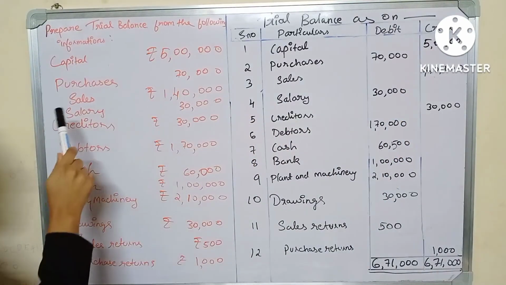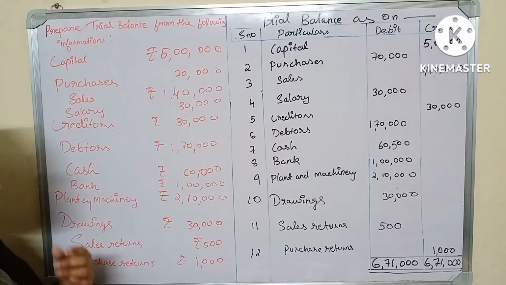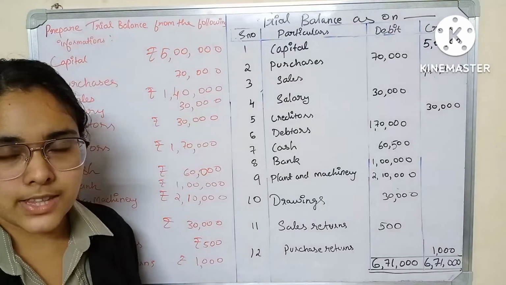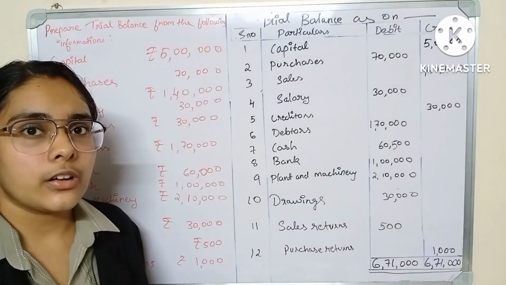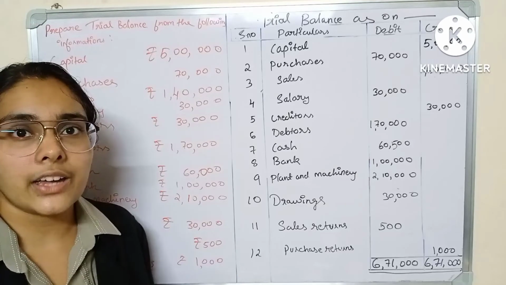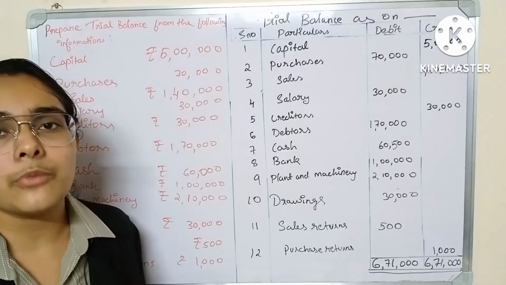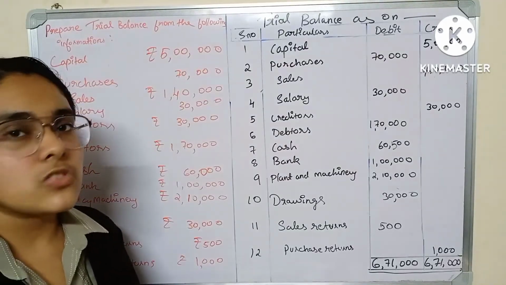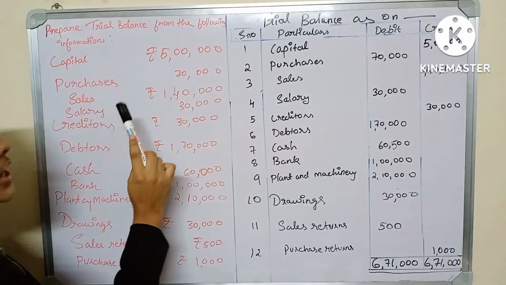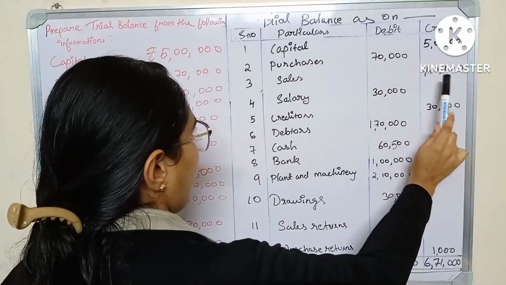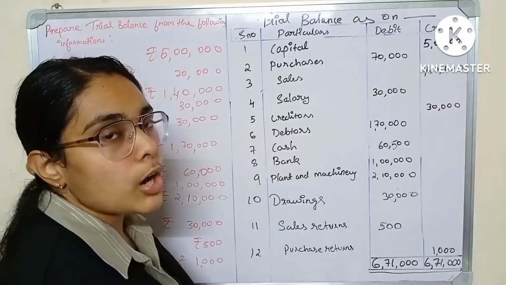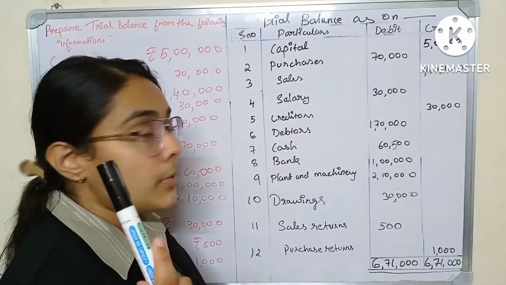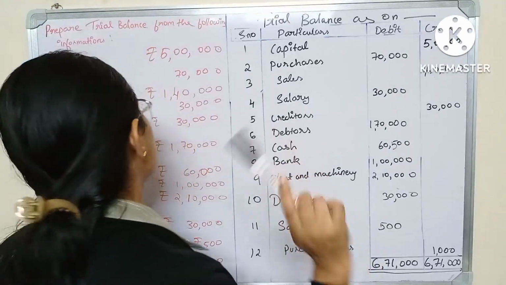Then after that we have sales. Now if purchase is a direct expense, then sales will be opposite to that. That's a direct revenue or direct income for every business. So it will have credit balance. So I have written it on the credit side. So the balance brought down will appear on the credit side of the sales account.